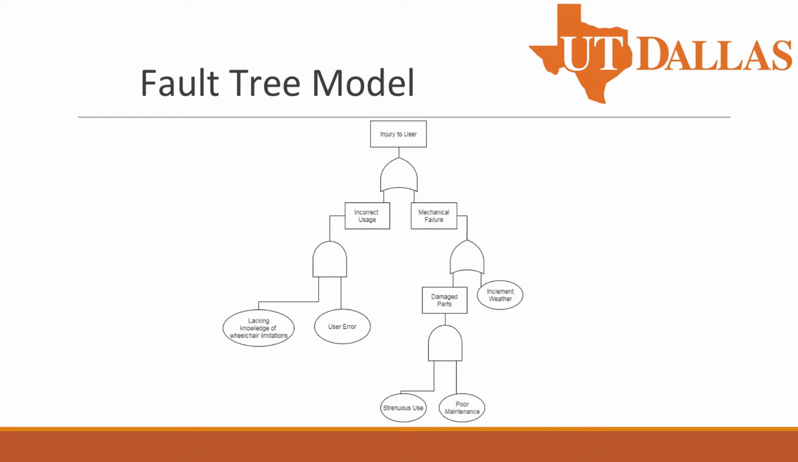Under incorrect usage, that could occur when the user is not paying attention to the limitations of the wheelchair. Some of the limitations of the wheelchair include certain step heights that the wheelchair cannot get over, or certain slopes that it will have a difficulty traversing over. And that's in combination with user error. On the mechanical failure side, that can happen in one of two ways, from damaged parts or inclement weather. Damaged parts can occur from strenuous use and poor maintenance. So these are the major things that we think can all contribute to injury to the user.